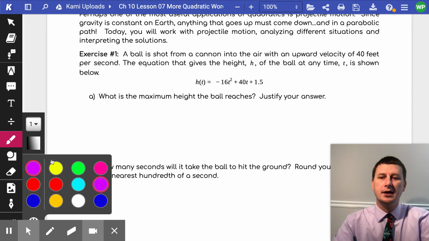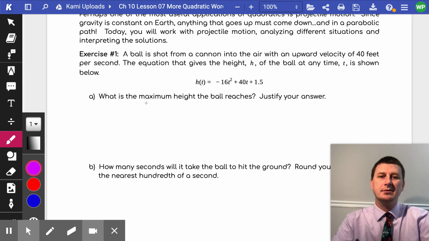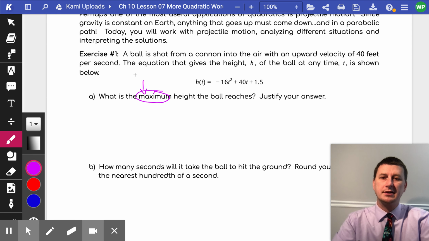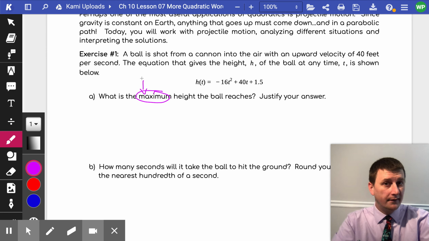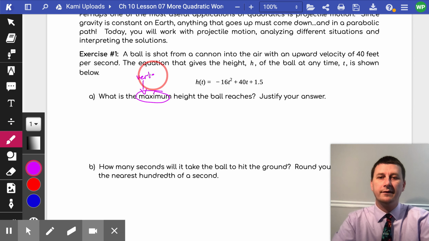All right. So now, what is the maximum height the ball reaches? Justify your answer. The keyword that we want to look at right away is maximum. And another name for maximum starts with a V, vertex. There we go. So vertex is another name for maximum.